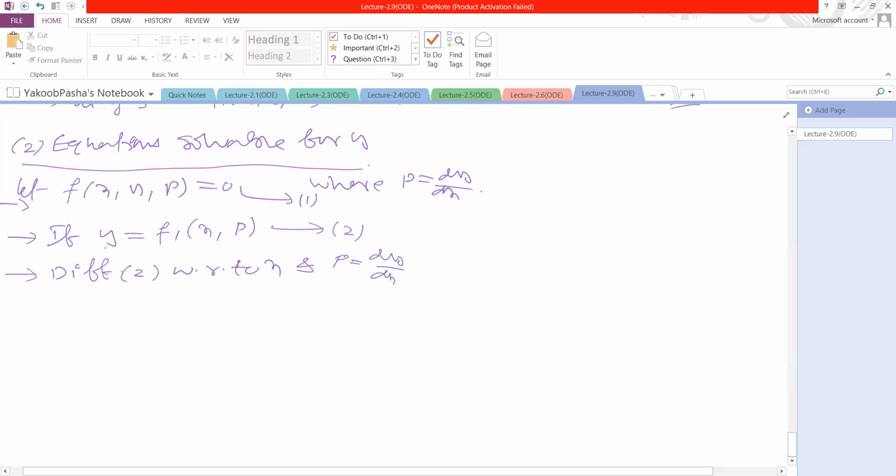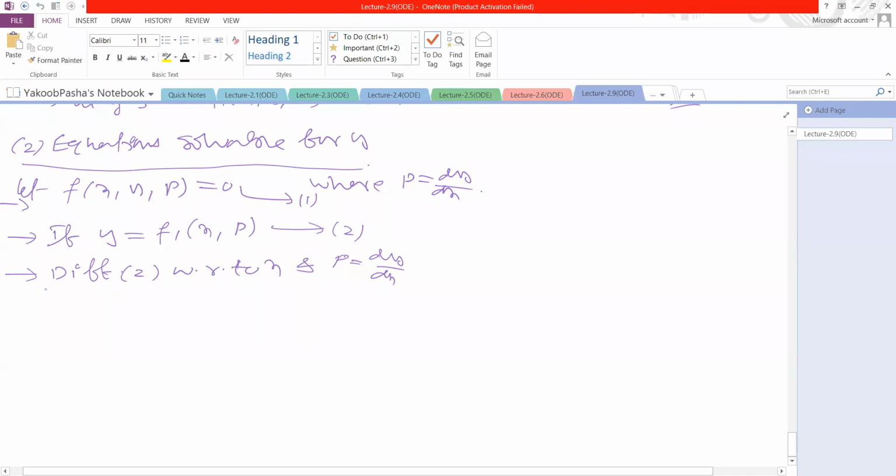Here, on the left side we get dy by dx, and in its place we can write p. Then the complete equation is in terms of x and p only, so x dx terms on one side and p dp terms on the other side. We can do the integration. After completion of the integration, we should write p equal to dy by dx. Again integrate, and we'll get the required solution.